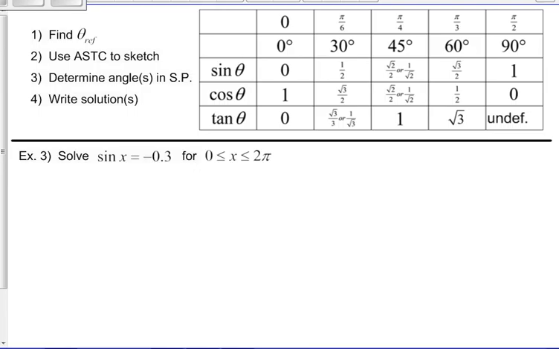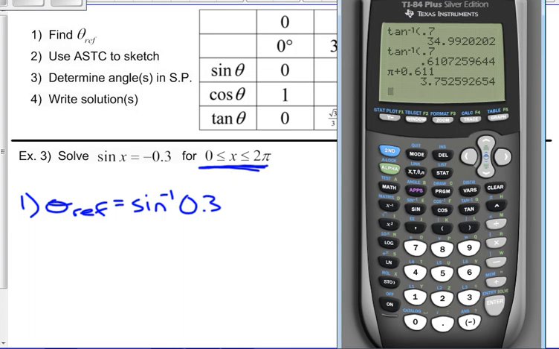One more. So again, we're working in radians. We really should have noticed that right off the bat in the last one. Theta ref. It's not in the table. There's no 0.3. So you're going to go inverse sine of, again, only look at the positive value. So inverse sine of 0.3. Let's figure out what that angle is in radians. And it tells me an angle of 0.305 has a sine of 0.3.